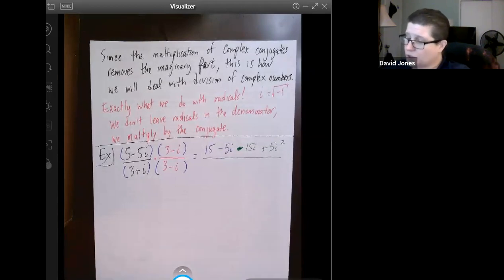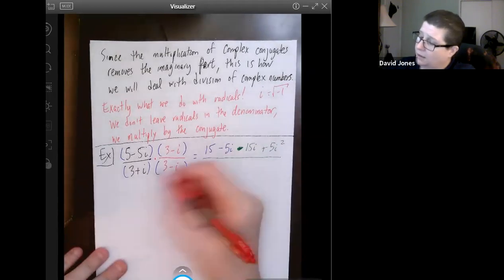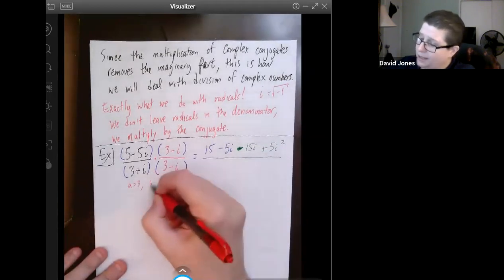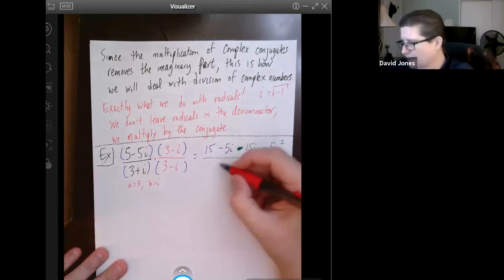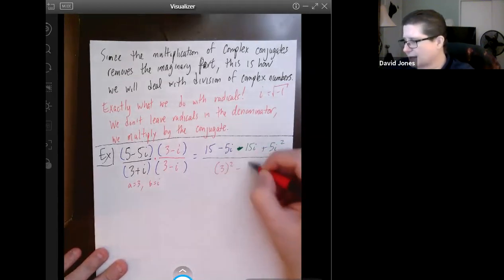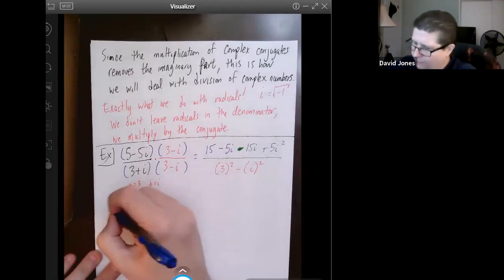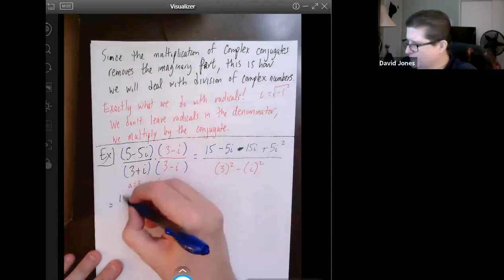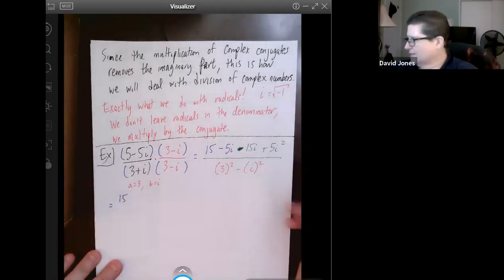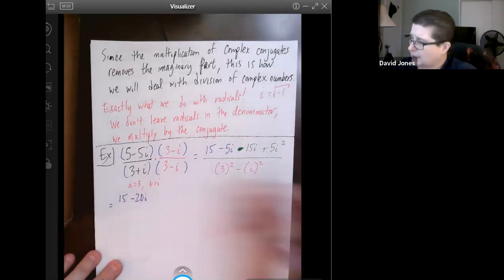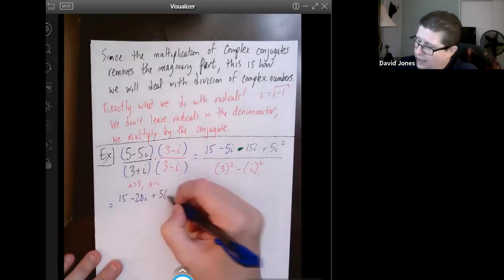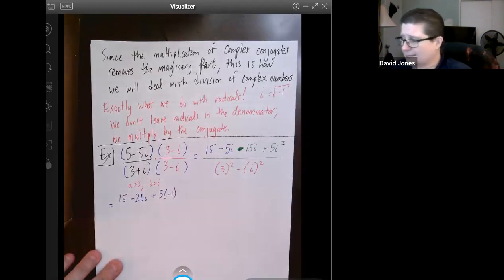I'll use the difference of squares formula on the denominator. So a equals 3 and b equals i. I've got a squared minus b squared, which is 3 squared minus i squared. So, let's combine like terms and make that i squared a negative 1. On top, I have 15, and then negative 5i minus 15i is negative 20i. And I'm going to write that i squared as negative 1. So 5 times negative 1, that's the top.